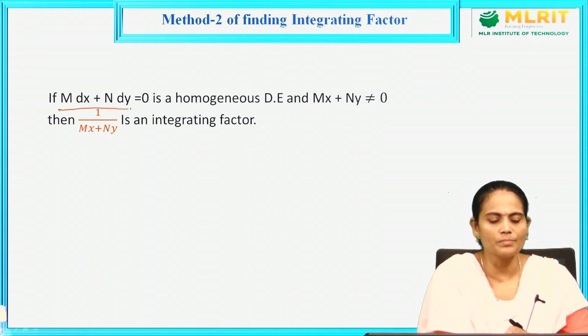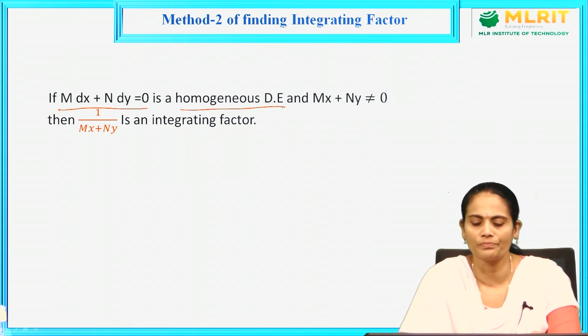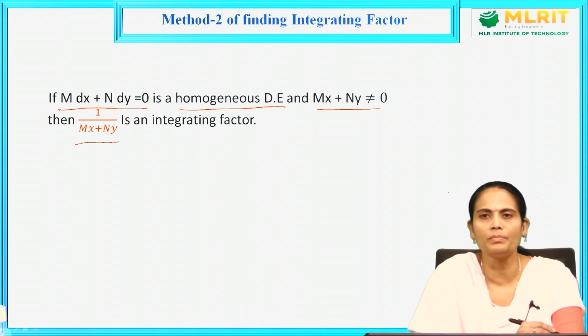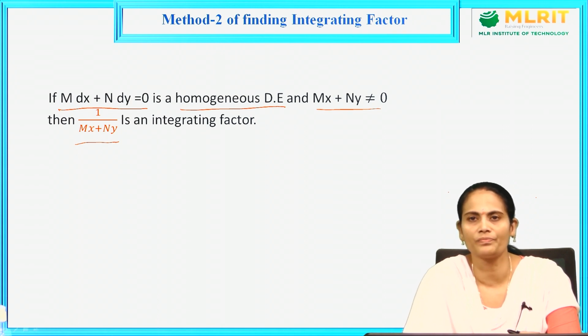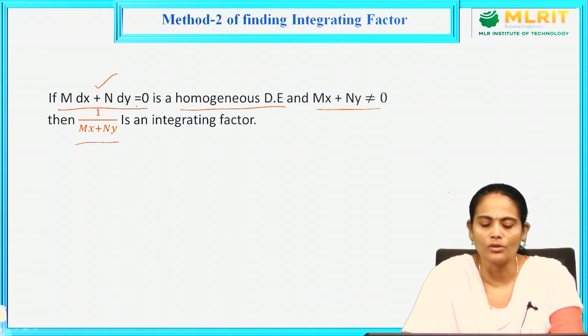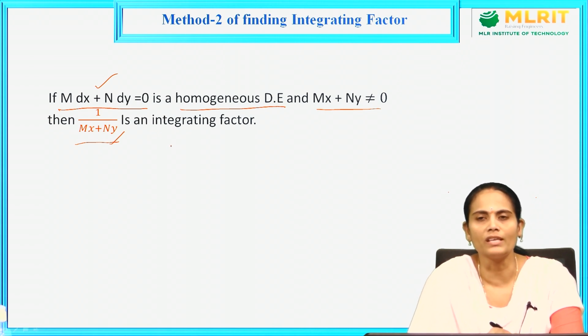If M dx plus N dy is equal to 0 is a homogeneous differential equation and Mx plus Ny is not equal to 0, then 1 by Mx plus Ny is an integrating factor. See, once again I am repeating. After finding the integrating factor, you have to multiply this integrating factor to the given non-exact differential equation. Then the non-exact differential equation reduces to an exact differential equation.